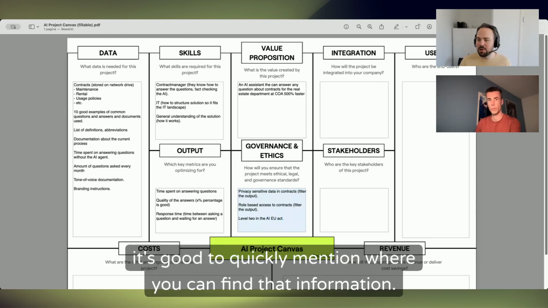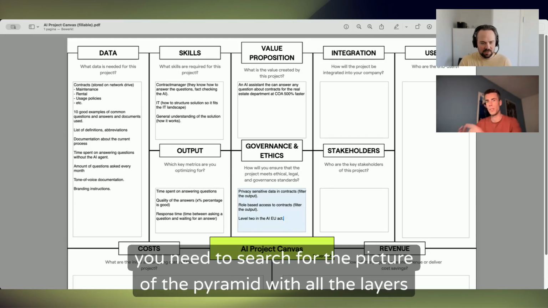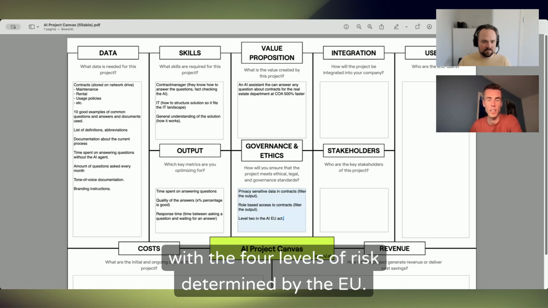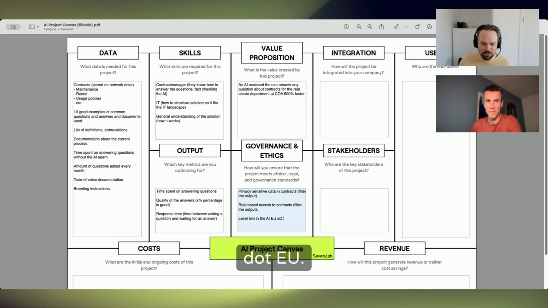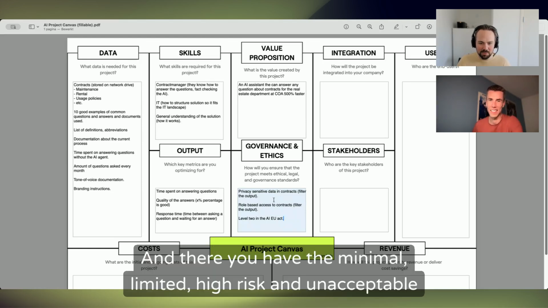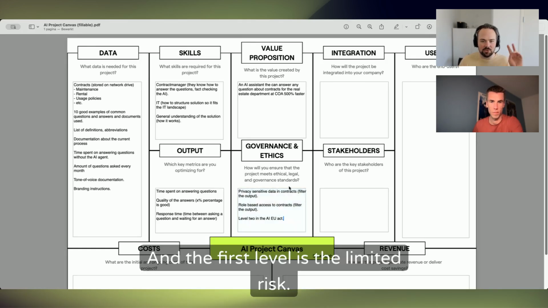Nice. Maybe it's good to quickly mention where you can find that information. If you Google AI Act, it's possible to find it, but you need to search for the picture of the pyramid with all the layers, with the 4 levels of risk determined by the EU. I think the website is called digitalstrategy.ec.europa.eu. There you have the minimal, limited, high risk, and unacceptable risk. 4 levels indeed. And the first level is the limited risk.